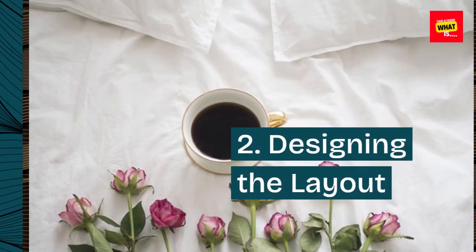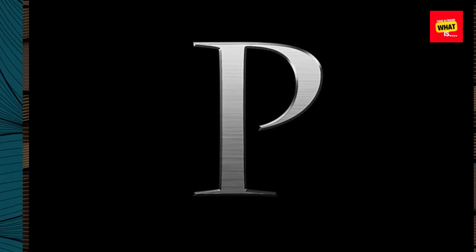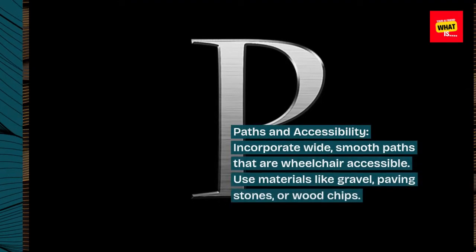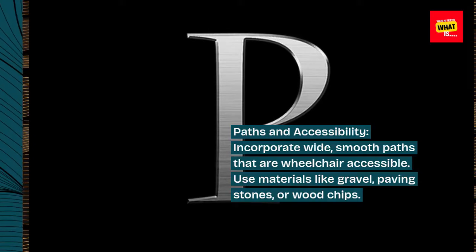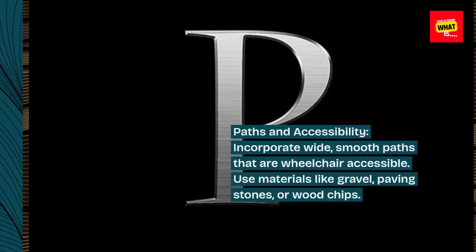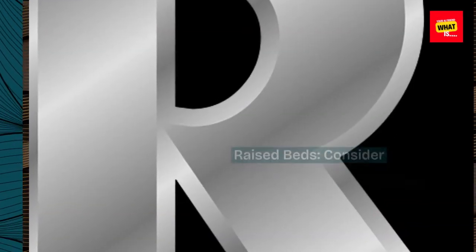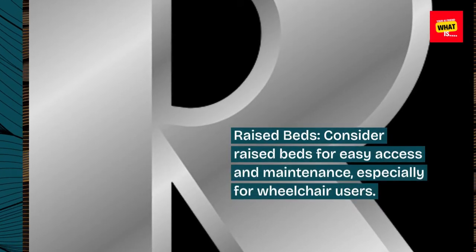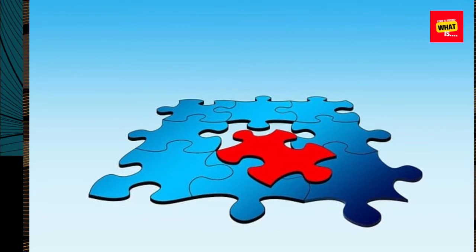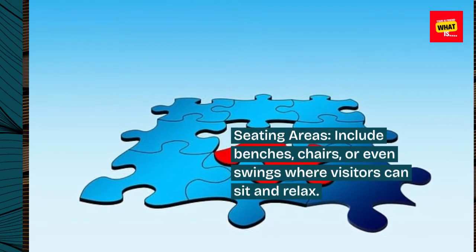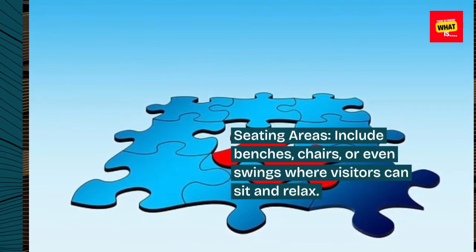2. Designing the layout. Paths and accessibility. Incorporate wide, smooth paths that are wheelchair accessible. Use materials like gravel, paving stones, or wood chips. Raised beds. Consider raised beds for easy access and maintenance, especially for wheelchair users. Seating areas. Include benches, chairs, or even swings where visitors can sit and relax.